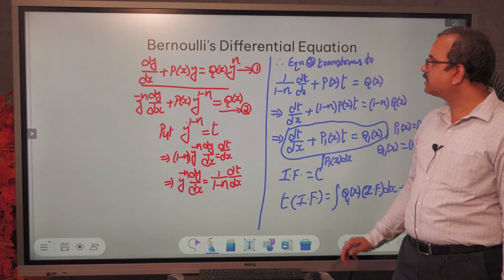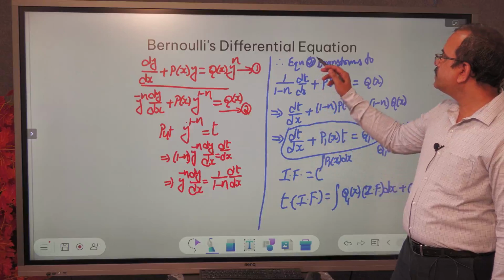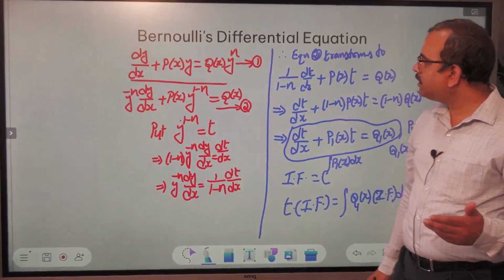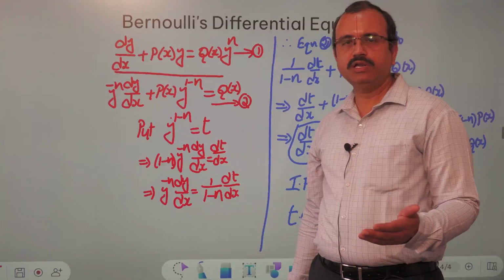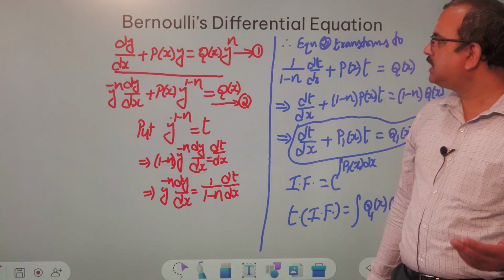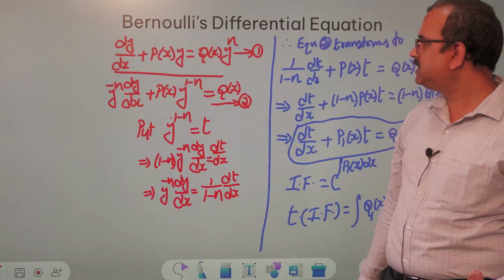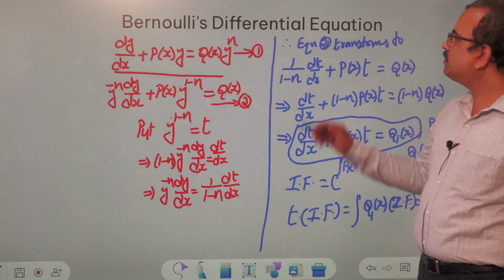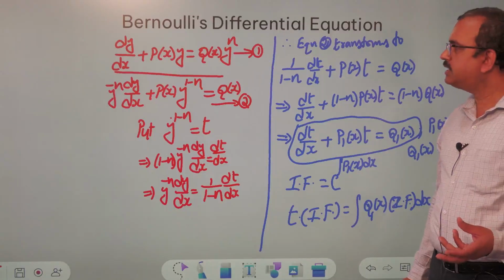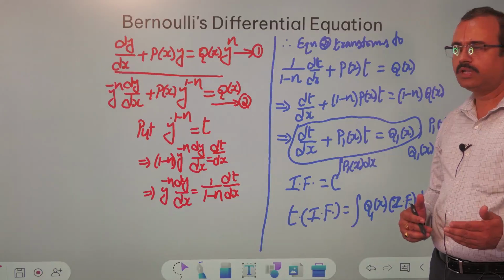So let me once again conclude. Bernoulli differential equations are also in two forms. One, when y is the dependent variable and x is independent, that is the first form. Another form is when x is dependent and y is independent. So Bernoulli's differential equations can be treated as equations reducible to linear.